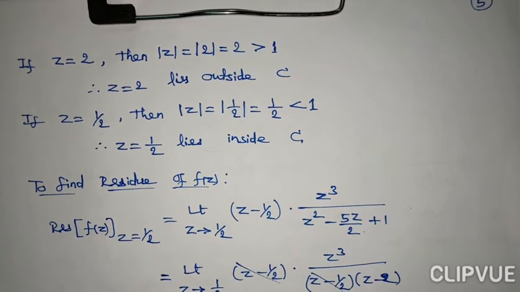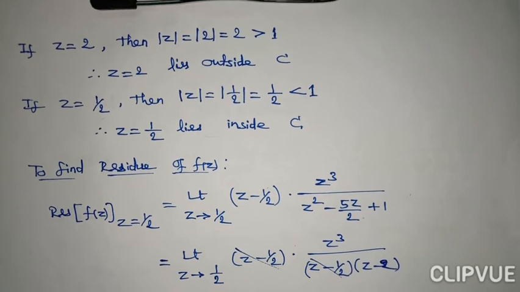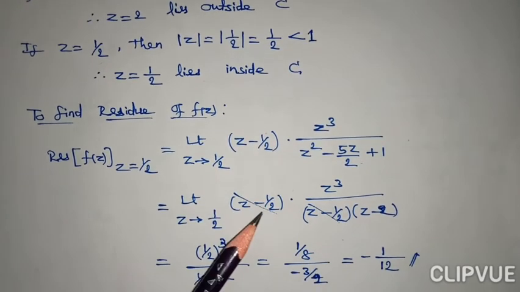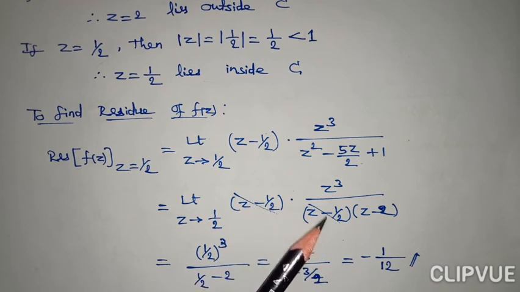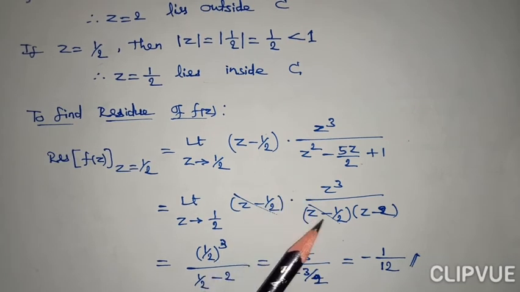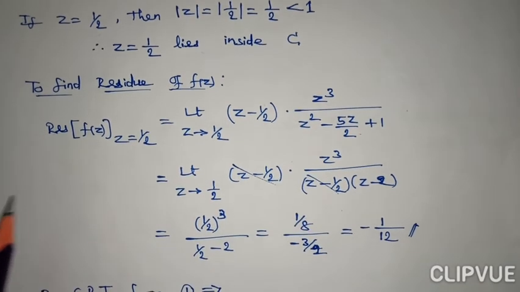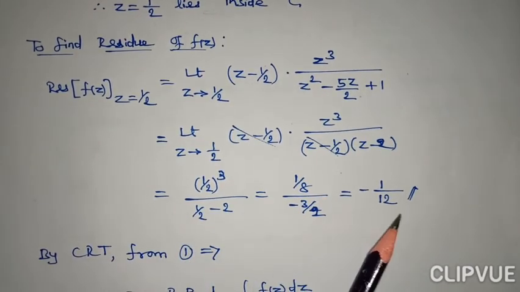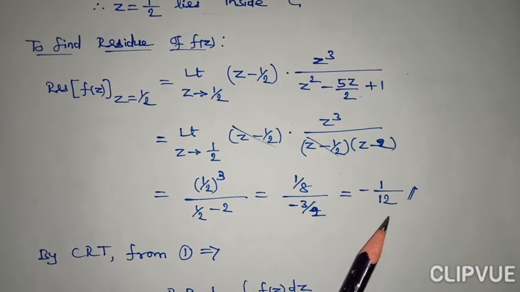Next, how to find the residue? No need to explain too much. Just look at these steps, you can understand this easily. Here, as I told you many times, cancel the same factor with the denominator. Here it won't cancel directly. After simplification, it will cancel. After simplification, finally we got minus 1 by 12.